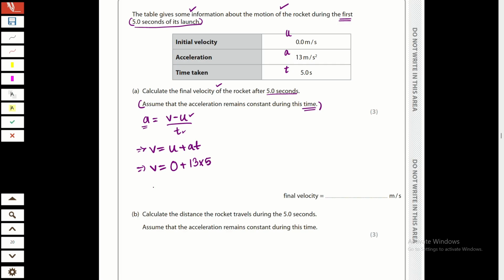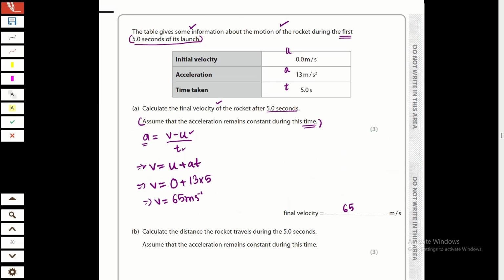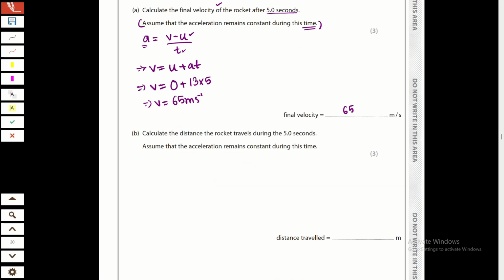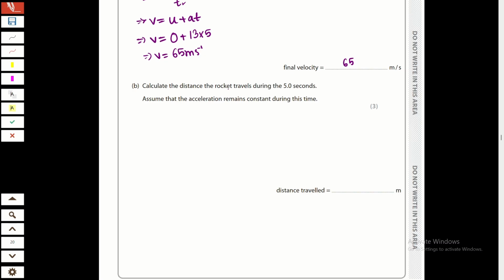The value of u is 0 and the value of a is 13. The value for time is 5. Hence, the value for final velocity would be 65 meters per second. Okay, so after 5 seconds of the rocket's motion, the velocity of the rocket would be 65 meters per second if it continues to accelerate at 13 meters per second squared.